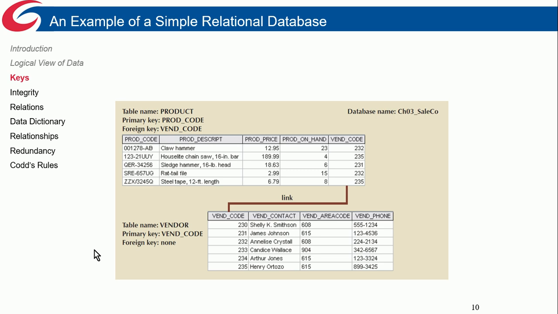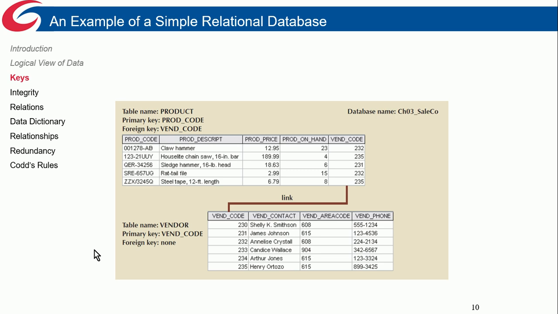But taking a look at that table on the top, we reference the vendor in the other table. So look, for example, at the House Light Chainsaw, which has a 16-inch bar. It's the second item in the product table. It has a price of $189.99. You can see that the vendor code is 235. So I can look that up in the vendor table, and I see that the vendor is Henry Ortozo, and his phone number is 899-3425.